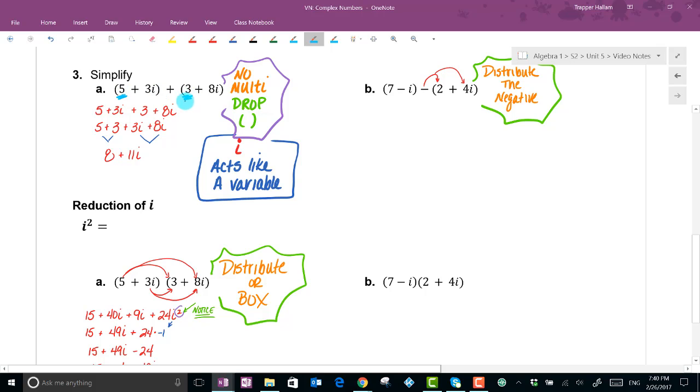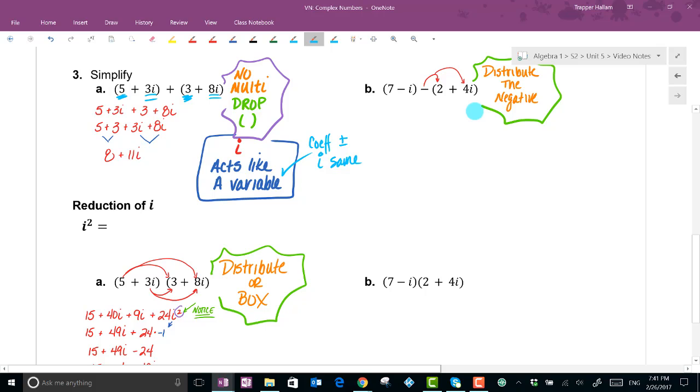Well, real numbers are going to add with real numbers, and imaginary numbers are going to add with imaginary numbers. They do act like a variable in that sense, meaning that the coefficients add and subtract, and the i stays the same. We've seen that pattern a lot. So you can see here that 5 and 3 are going to be combined to make 8, and then the 3i and the 8i are going to turn into 11i.